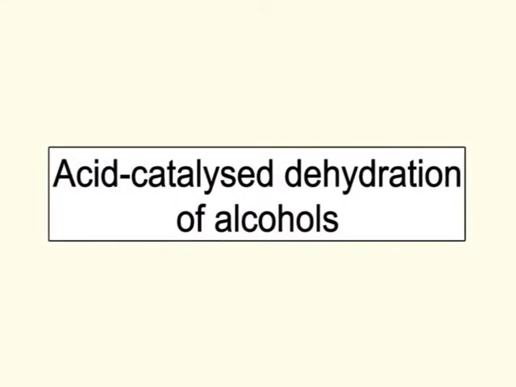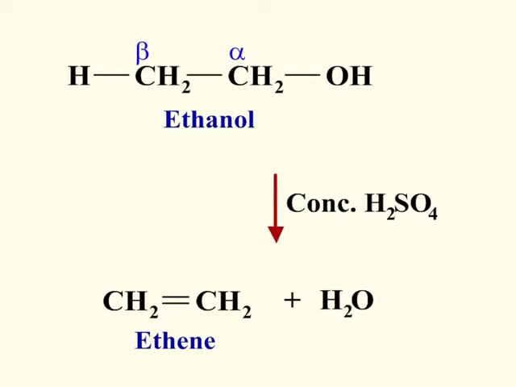Let us have a look at the acid-catalyzed dehydration of alcohols. You see on the screen that alpha and beta are the two adjacent carbon atoms in ethanol. Now, in presence of catalyst sulfuric acid, dehydration of alcohol takes place to form ethene and water.